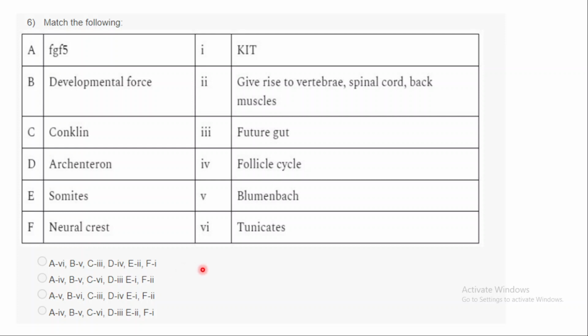It's a lengthy question. People, take your time. I'll wait enough time, 1 to 2 minutes. You can take your time and match the following options. Ajay says 4: A4, B5, C6, D3, E2, and F1. E2 gives rise to that.